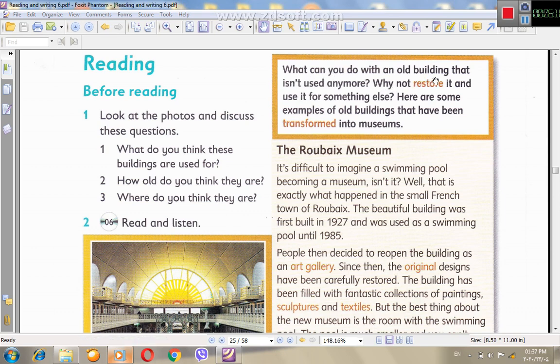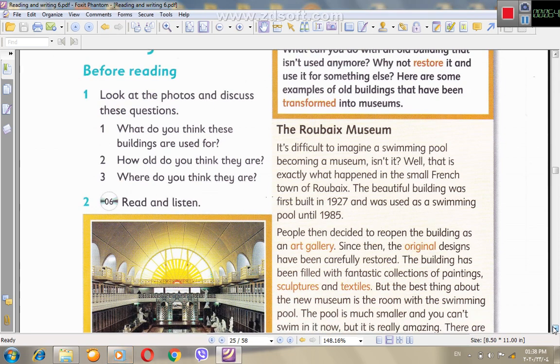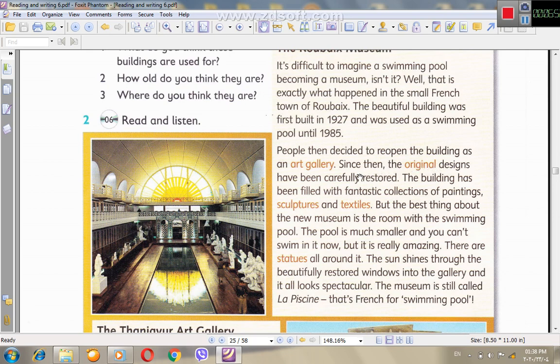What can you do with an old building that isn't used anymore? Why not restore it and use it for something else? Here are some examples of old buildings that have been transformed into museums. The Roubaix Museum. It's difficult to imagine a swimming pool becoming a museum, isn't it? Well, that is exactly what happened in the small French town of Roubaix. The beautiful building was first built in 1927 and was used as a swimming pool until 1985. People then decided to reopen the building as an art gallery. Since then, the original designs have been carefully restored. The building has been filled with fantastic collections of paintings, sculptures, and textiles.